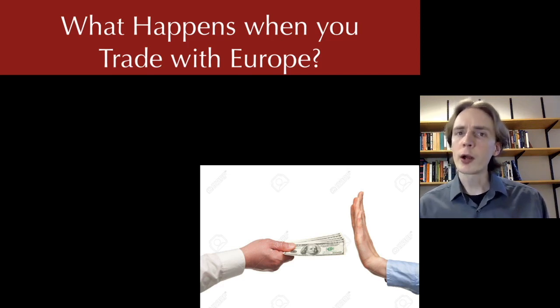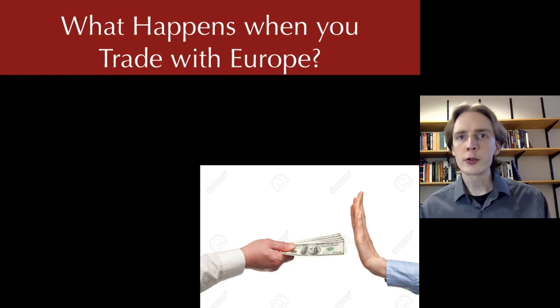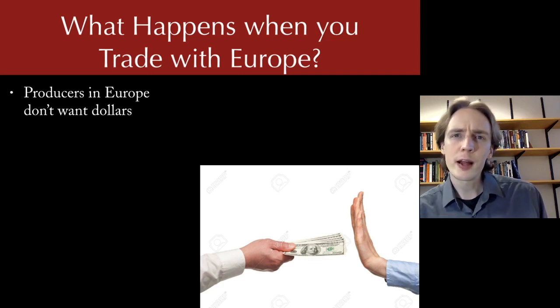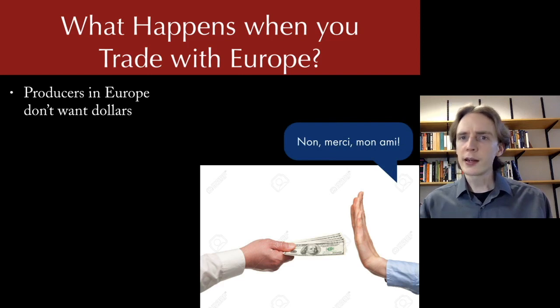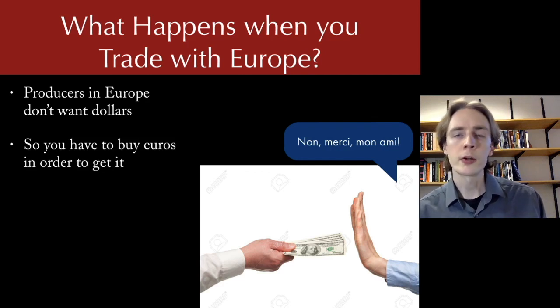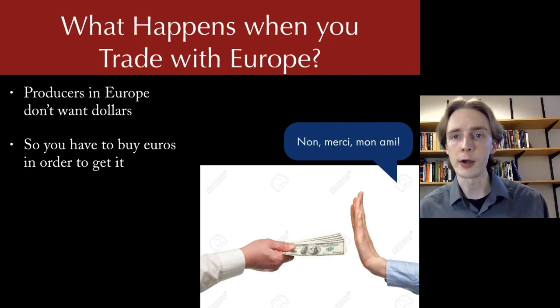All right, so suppose you want to buy something from France and you try to offer them dollars. But what's a French guy going to do with dollars, right? He doesn't want those. He can't spend those. So he's going to say, no, I'm going to want euros. And so in order to buy from him, you're going to have to take your dollars and buy euros. Remember, you have to traverse those lines in our diagram.